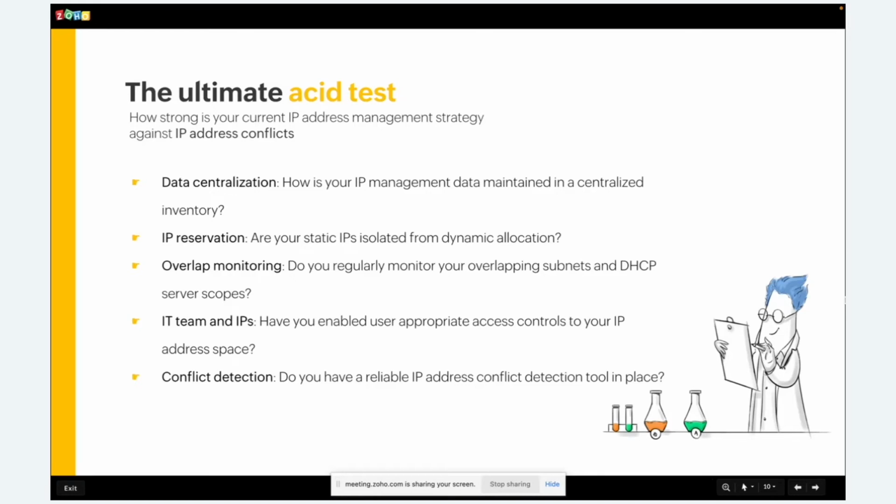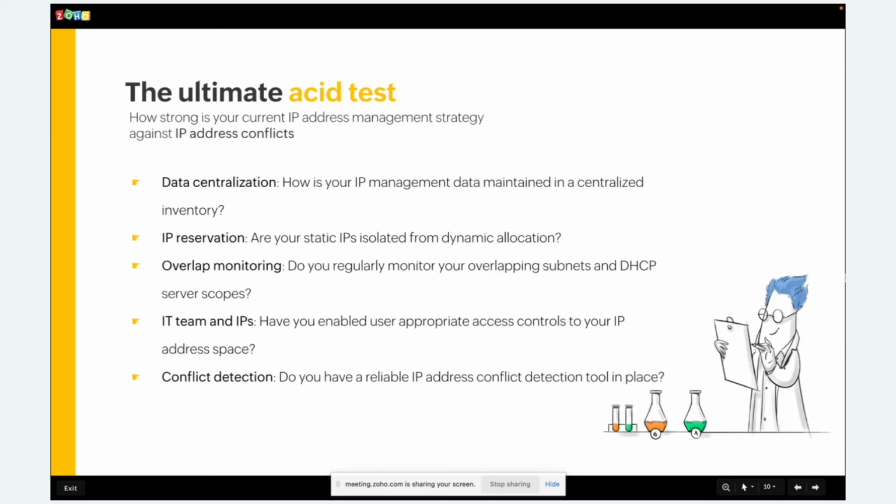Now, to the fourth question, your IT team and IPs. Have you enabled appropriate user access controls for your team to the different parts of your IP address space? Or does anybody in your team have access to any IP they want? That's the fourth question. And the final question is, do you have an IP address management solution that automatically alerts you in case there is an IP address conflict in your network? Do you have any methods to instantly detect an IP address conflict before it can cascade into a major issue or before it can affect your end user experience?